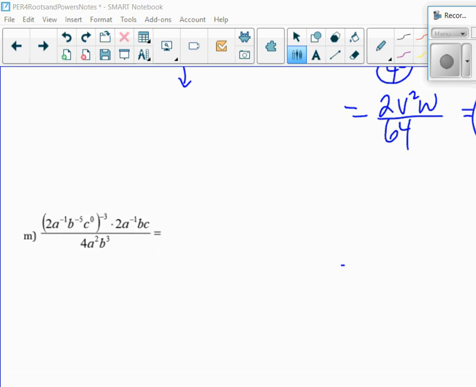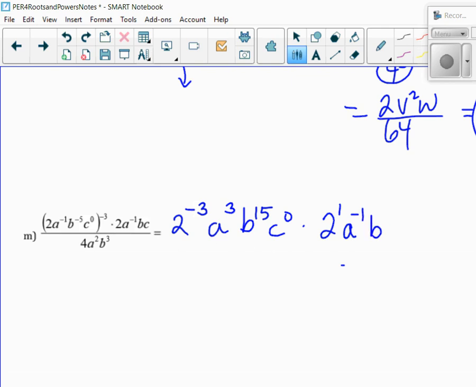All right. This is 2 to the power negative 3, a to the power positive 3, b to the power positive 15, c to the power 0. Really, I could not even write this c there for all I care. 2 to the power 1, a to the power negative 1, b to the power 1, c to the power 1, over, did you know that you could rewrite 4 as 2 squared, and then you have the same base? Did anybody think of doing that? You could write 4 as 2 squared, and then you'd have the same base. Do you want me to do it that way? Okay, I won't then. a squared b to the power 3.